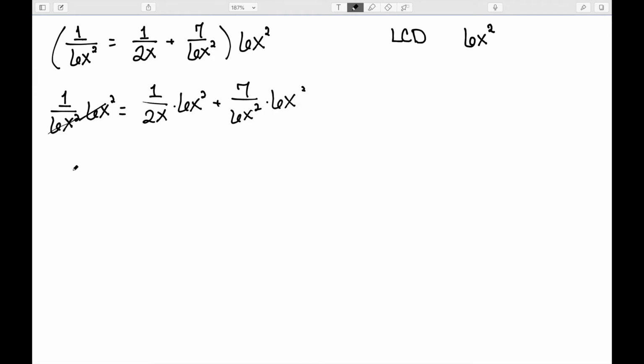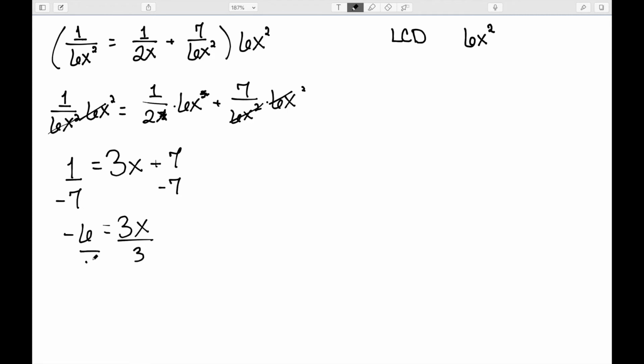My 6x squareds will cancel. I have a 1 on the left-hand side. Here, one of the x's will cancel. 6 divided by 2 is 3, so I'm left with 3x. And here my 6x squareds cancel, and I'm left with 7. We can subtract 7 from both sides, so that gives me negative 6 is equal to 3x. Dividing by 3 gives me x equal to negative 2. And if I double check my answer, this would not put 0 on the bottom of a fraction, so this is a valid solution.